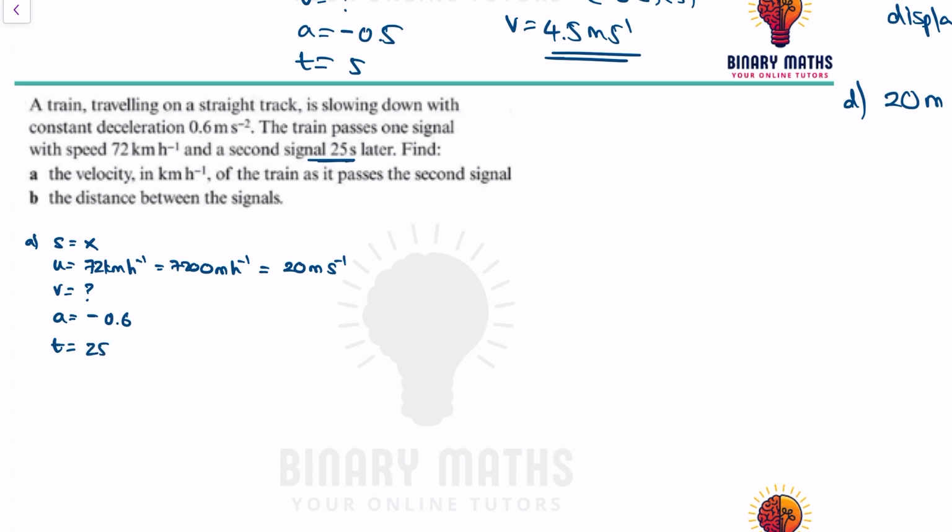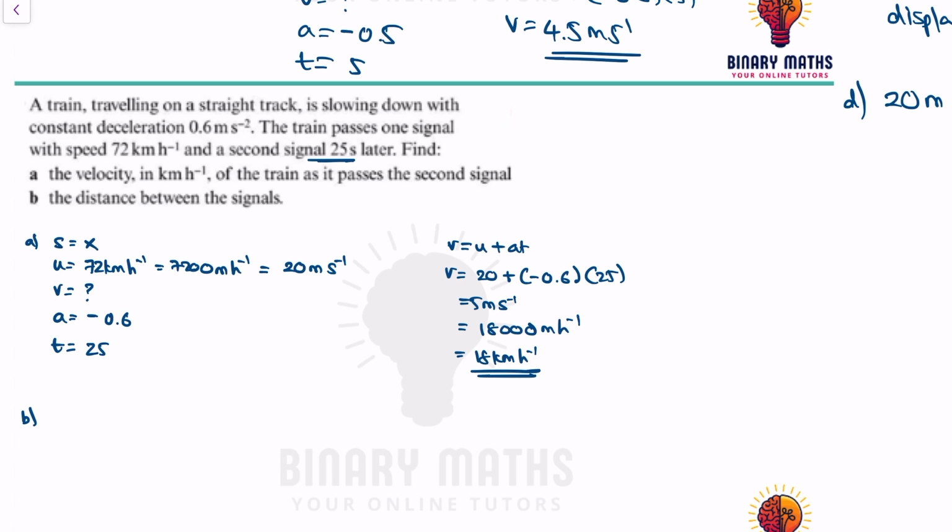Okay, so we know we're going to use V equals U plus AT. So V is equal to U plus AT. V is the question mark we're trying to find. U is 20 plus acceleration, negative 0.6, times 25, which gives 5 meters per second. Now that is in meters per second. So if we times by 60 and times by 60 again, we get 18,000 meters per hour, which means when we divide by 1,000, we get 18 kilometers per hour. So the answer is 18 kilometers per hour.